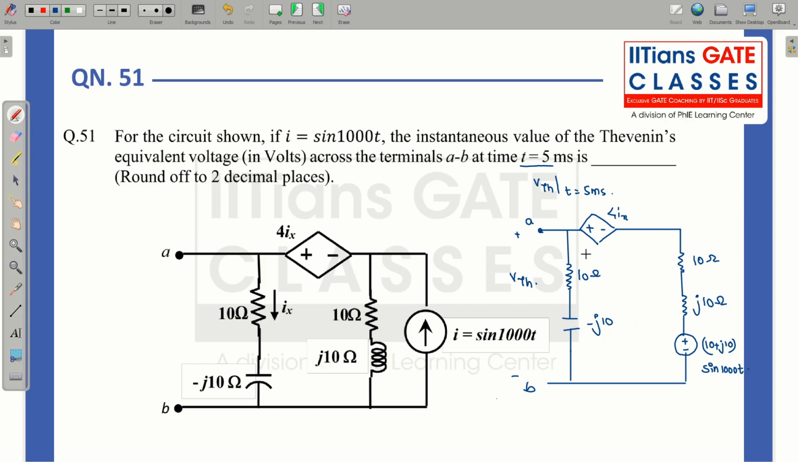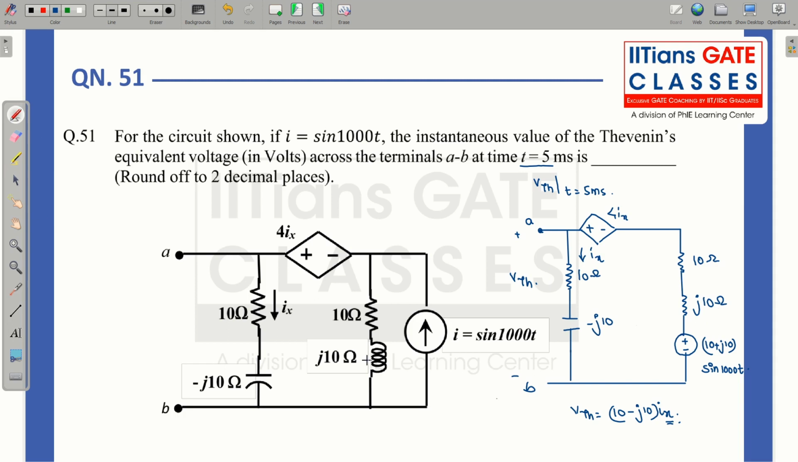So from here, Ix current is also flowing. If I apply a loop in this, VTH will be equal to 10 minus j10 into Ix. So I need to find this Ix somehow. For finding Ix, I am going to apply KVL in this loop.